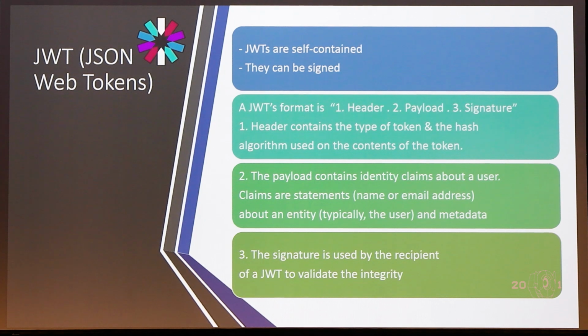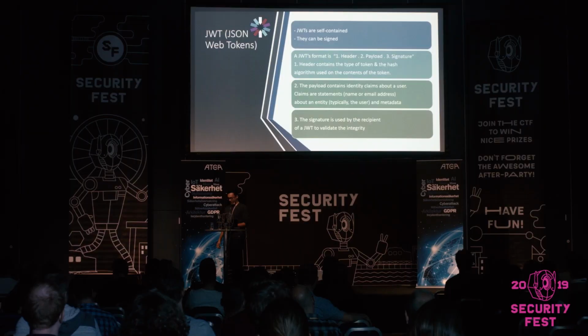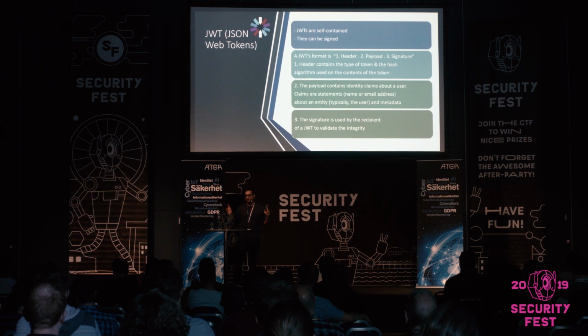JWTs are self-contained. There's some more information on JWTs on this slide. So JWTs are self-contained, which means that you can verify the authenticity and integrity of the JWT that is coming to you without referring to a third party. The reason for that is that JWTs are signed, so you can actually verify the signature and validate whether their integrity is intact.